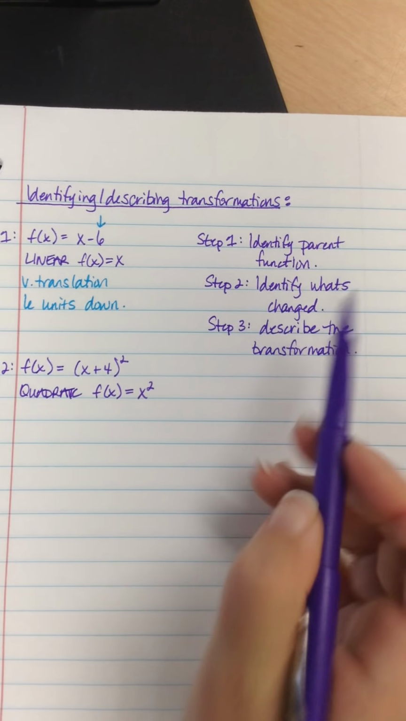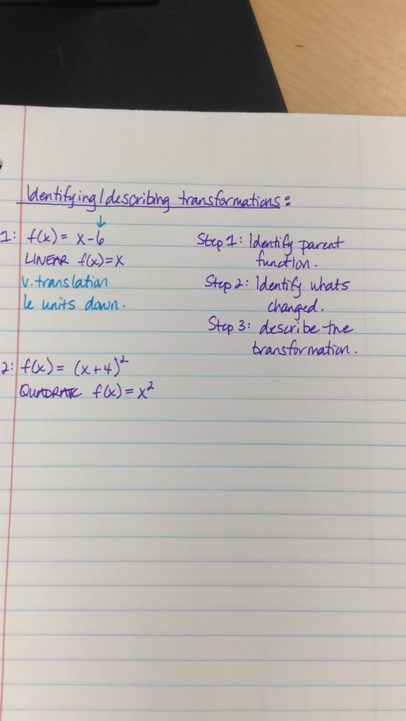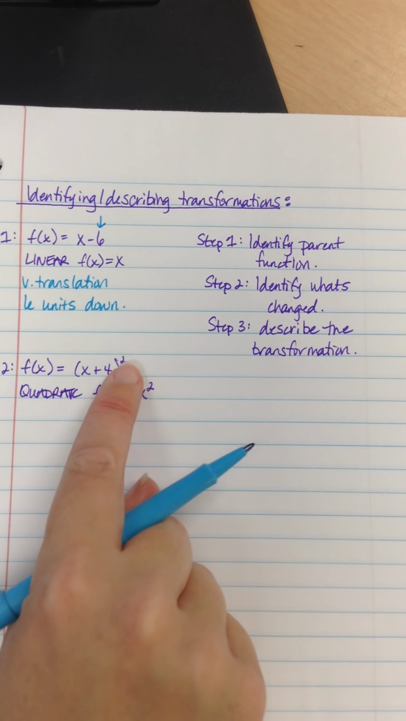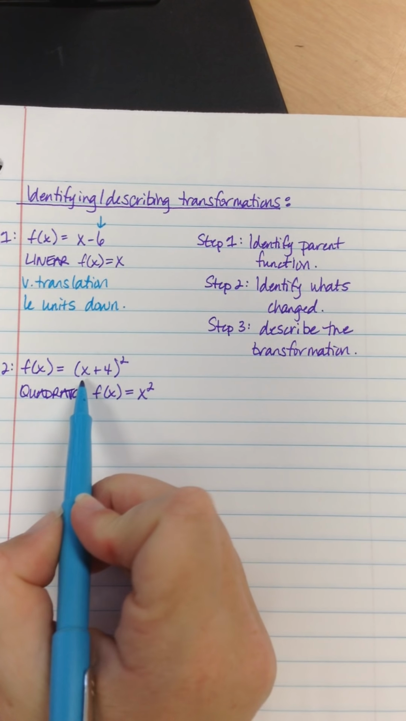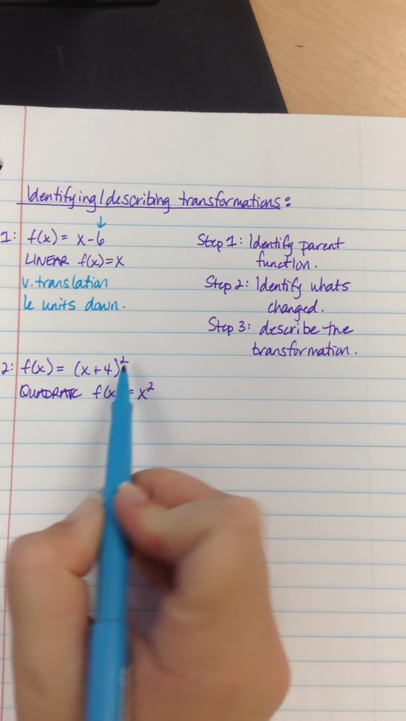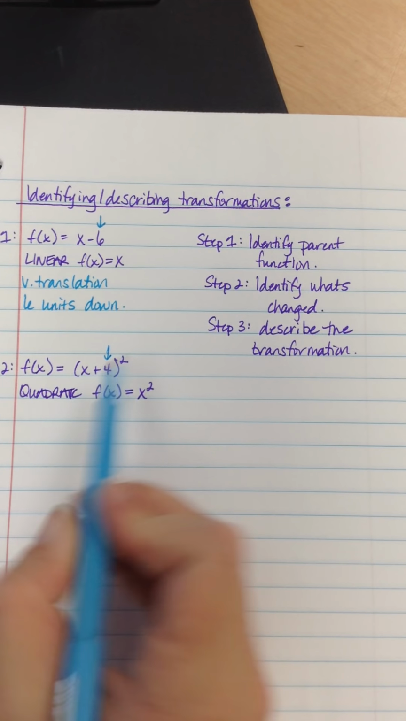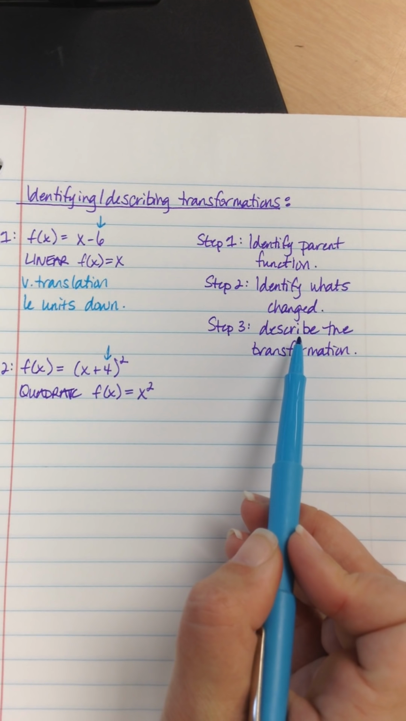Step 2 says identify what has changed. Again, we're going to use our arrows to point out anything that's different. We started with x squared, and now we have x plus 4 squared. So the x was already there, so is the squared. It's this positive 4 that's changed. Step 3 is describe the transformation.